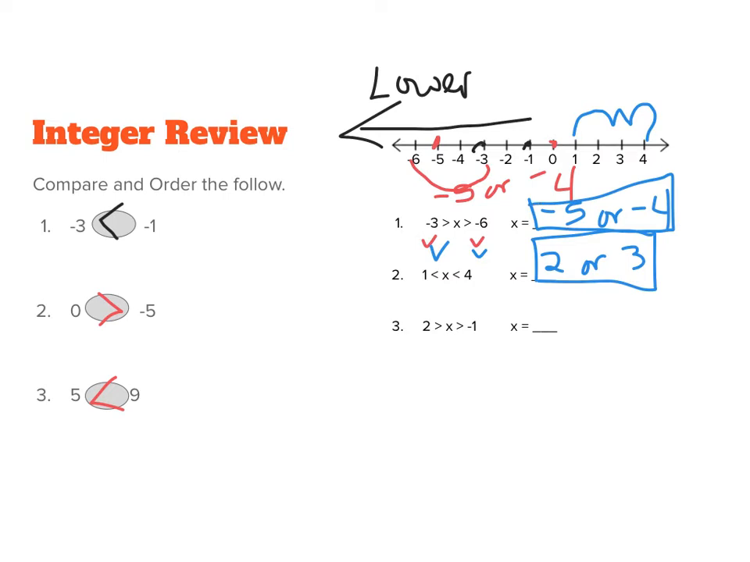And let's look at the last one. And the last one, you have 2 is greater than x, which is greater than -1. So we're going to look between 2 and -1. Okay, so then that means it could be 0 or it could be 1. So positive 2 is greater than 0, which 0 is greater than -1. That's correct. Positive 2 is greater than 1, and 1 is greater than -1, and that's correct. So these are the ways you go ahead and solve these problems.